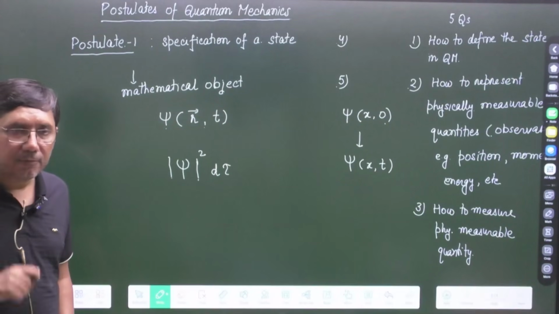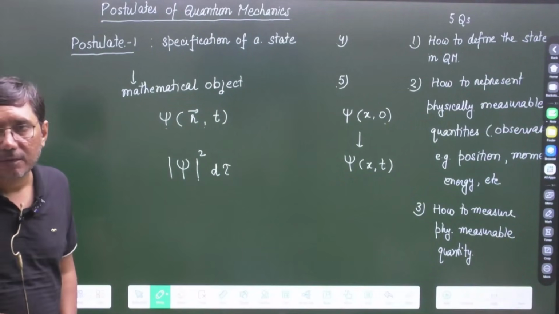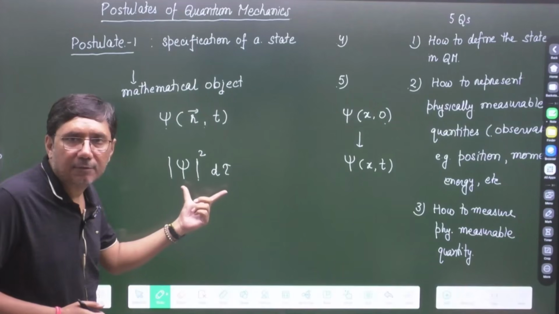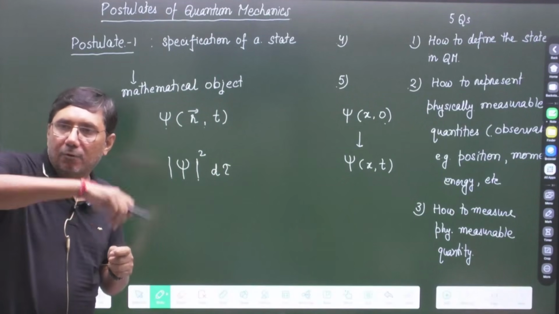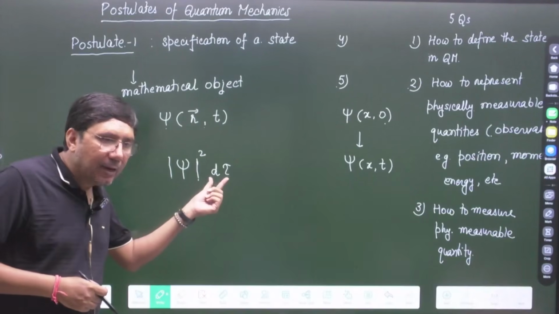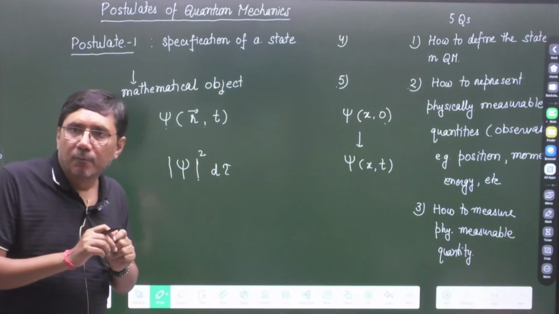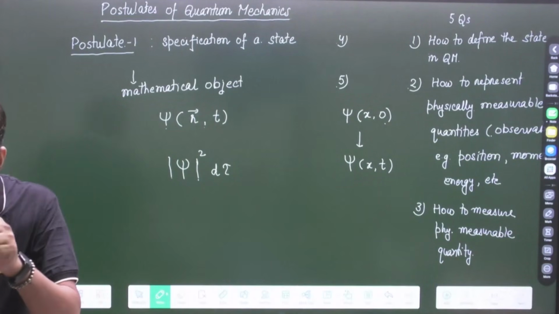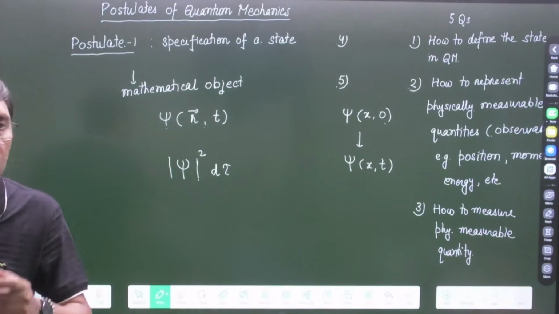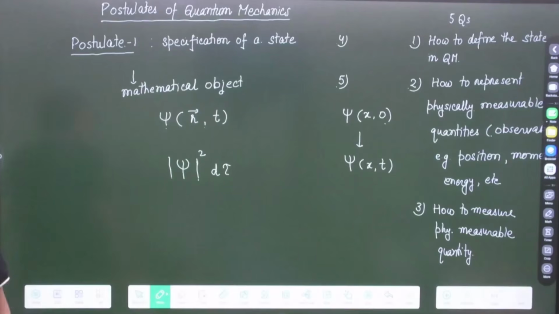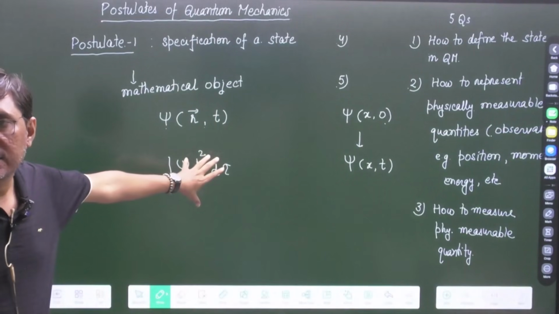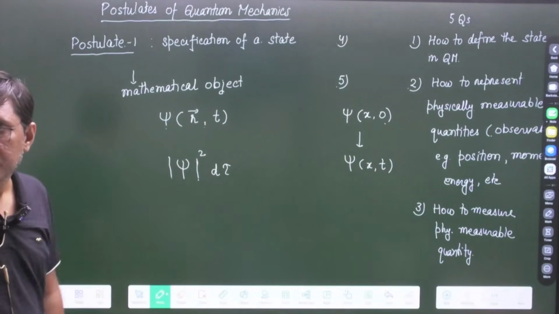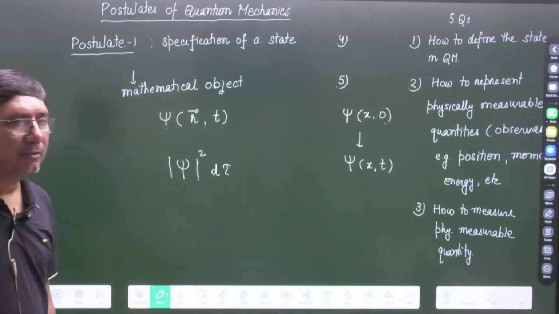So we have to bring some physical significance, otherwise what's the meaning of defining it? Its physical significance is here in this way. If you make the psi square and multiply this by dτ, the small volume, then this will give you the probability of finding the particle in this volume element dτ. So this has the physical significance. This interpretation was given by Born.